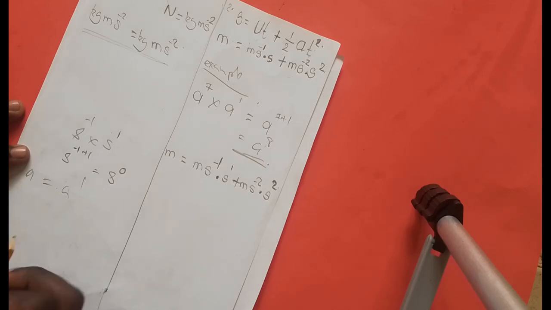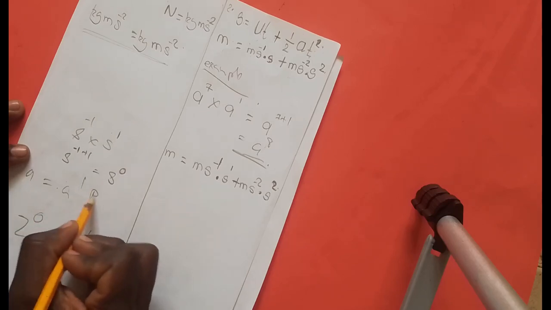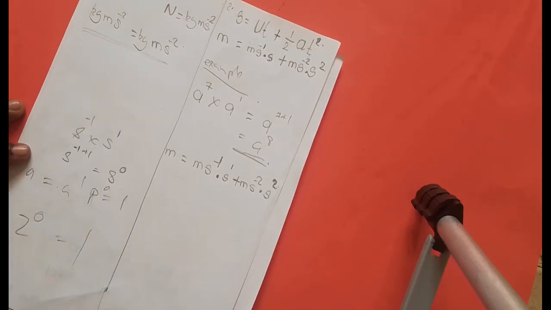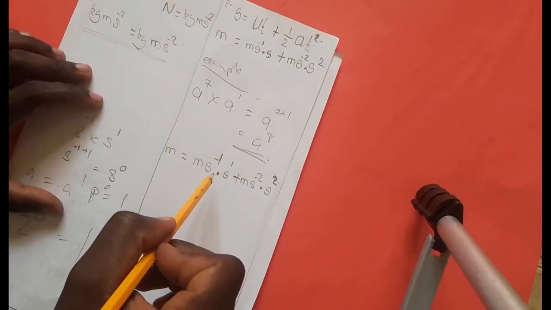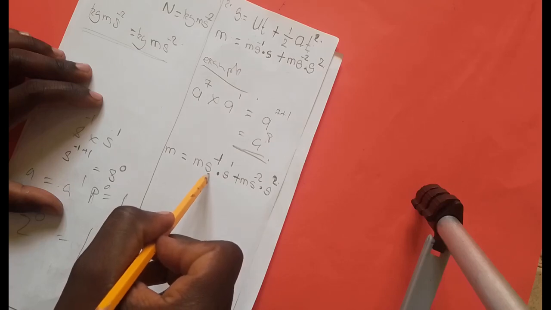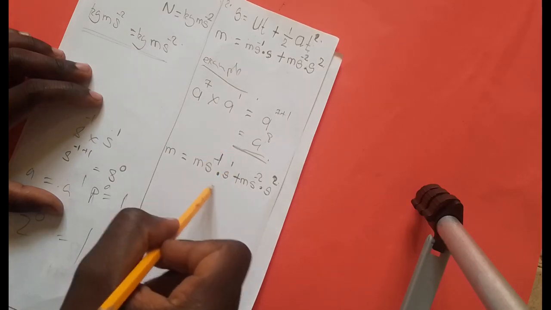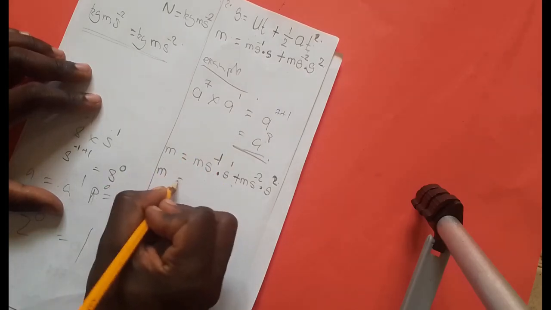If we say z to the power 0, it's always equal to 1. P to the power 0 is equal to 1 again. Anything raised to the power 0 is 1. So in this case, s to the power negative 1 plus 1 leads to s to the power 0, which means 1. So m will be equal to m.